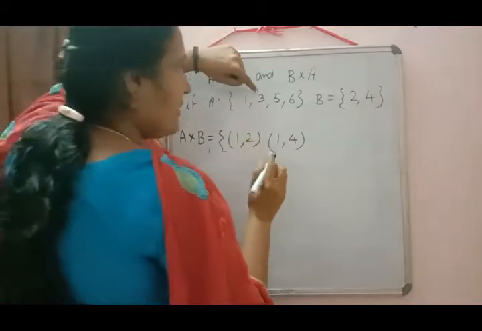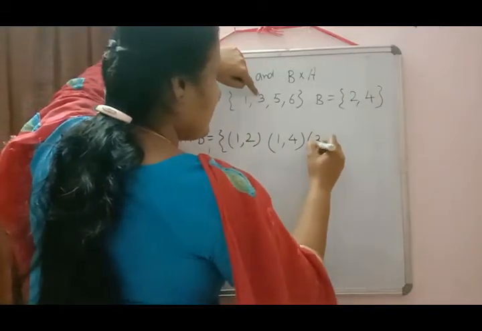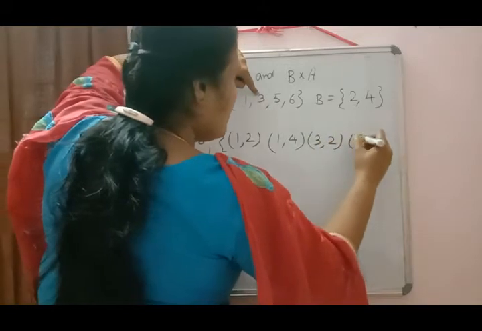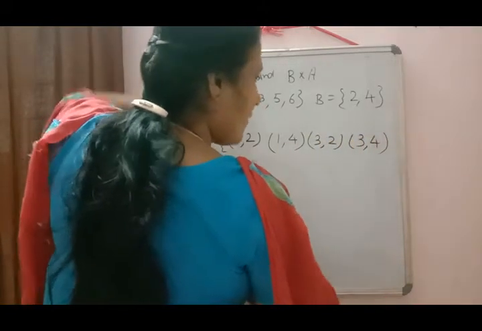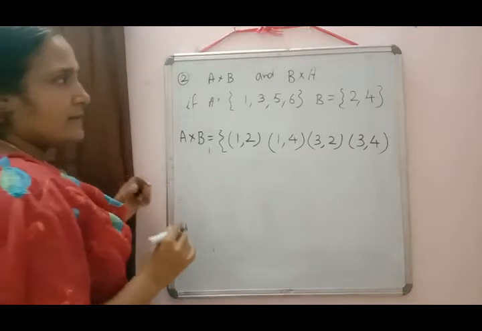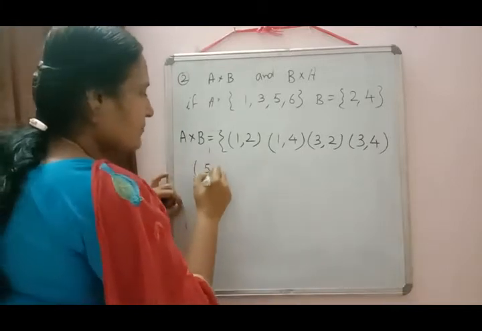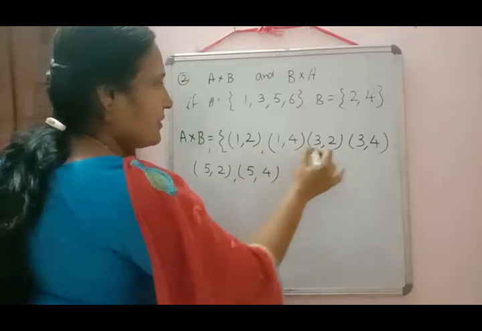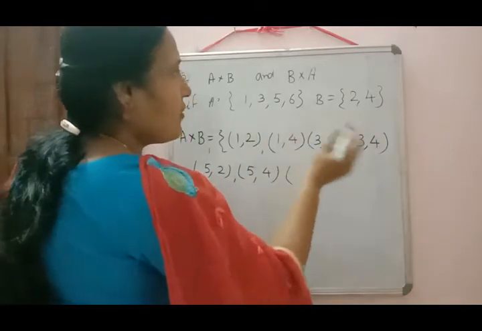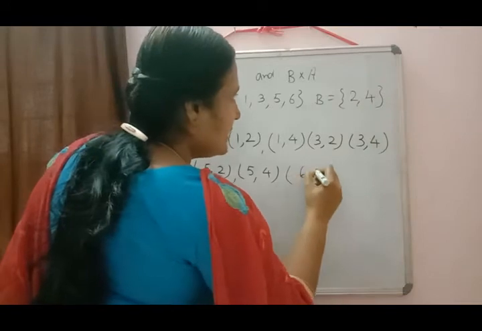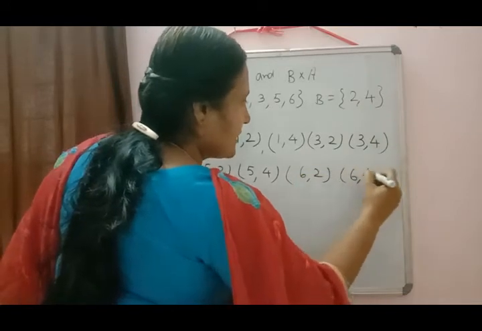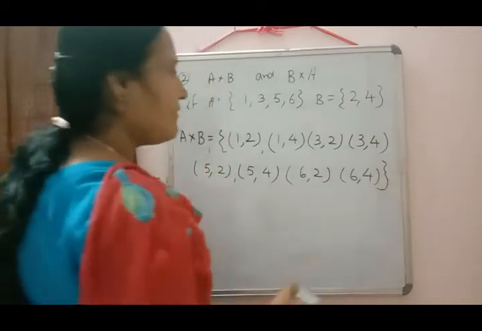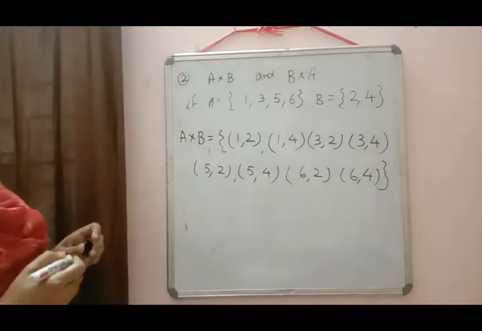Here it is over. Then next we will take the next element. So it will come 3 comma 2 and 3 comma 4. All the possibilities we have to write. Then next what will come? 5 comma 2 and 5 comma 4. Next, 6 comma 2 and 6 comma 4. So in this way we have to write down the Cartesian product.